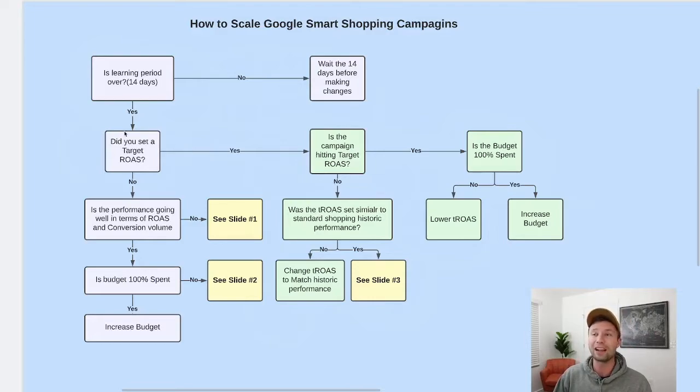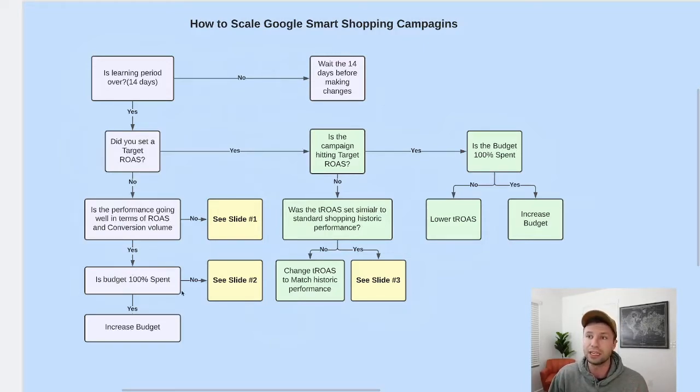So now we're going to go back up to this. If you are out of the 14-day learning period, and you did not set a target ROAS, the next question you need to ask yourself is, is the campaign performing well in terms of ROAS and conversion value? Because sometimes when you don't set a ROAS, it's actually a really good thing, because Google learns for itself what your ROAS may be, and a lot of times that works out in a lot of people's favors. So if that is the case, then you can move on to this next column, which is yes, it is performing how I need it to.